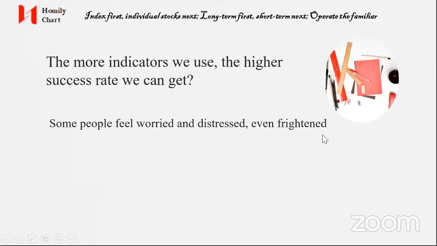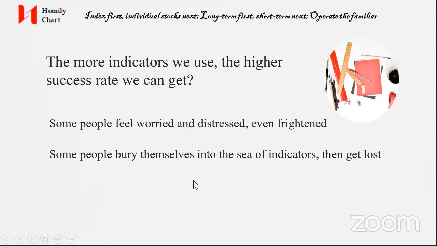And then for some people, maybe they are not frightened, but they bury themselves in a sea of indicators until they get lost. Because sometimes the more indicators you use, the more information you need to process, and sometimes the information might be contradictory. Indicators might give you contradictory indications. This indicator tells you to buy, the other indicator tells you to sell. Then you are totally lost.